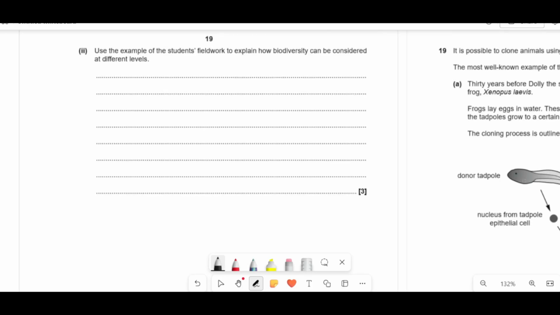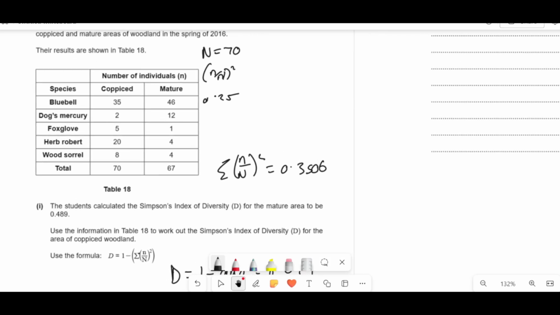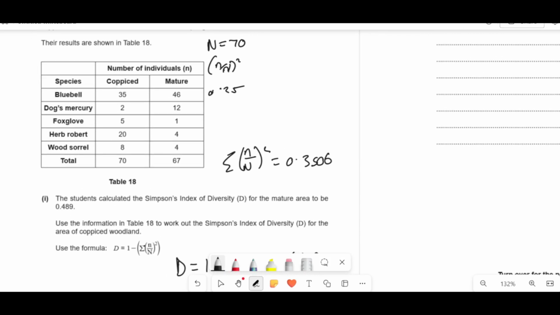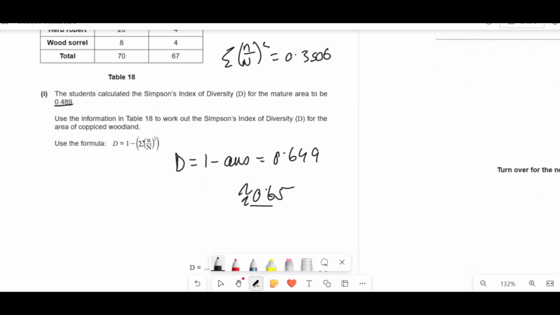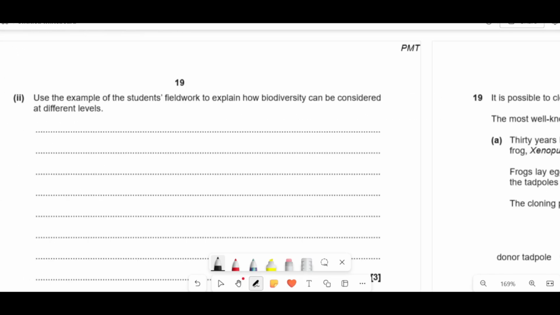So now it says, use the example of the students' fieldwork to explain how biodiversity can be considered at different levels. What that means is that if we have a look here, the index of diversity they got for this was 0.489, but we ended up getting 0.65, which are intrinsically different. So, use the example of the students' fieldwork to explain how biodiversity can be considered at different levels.